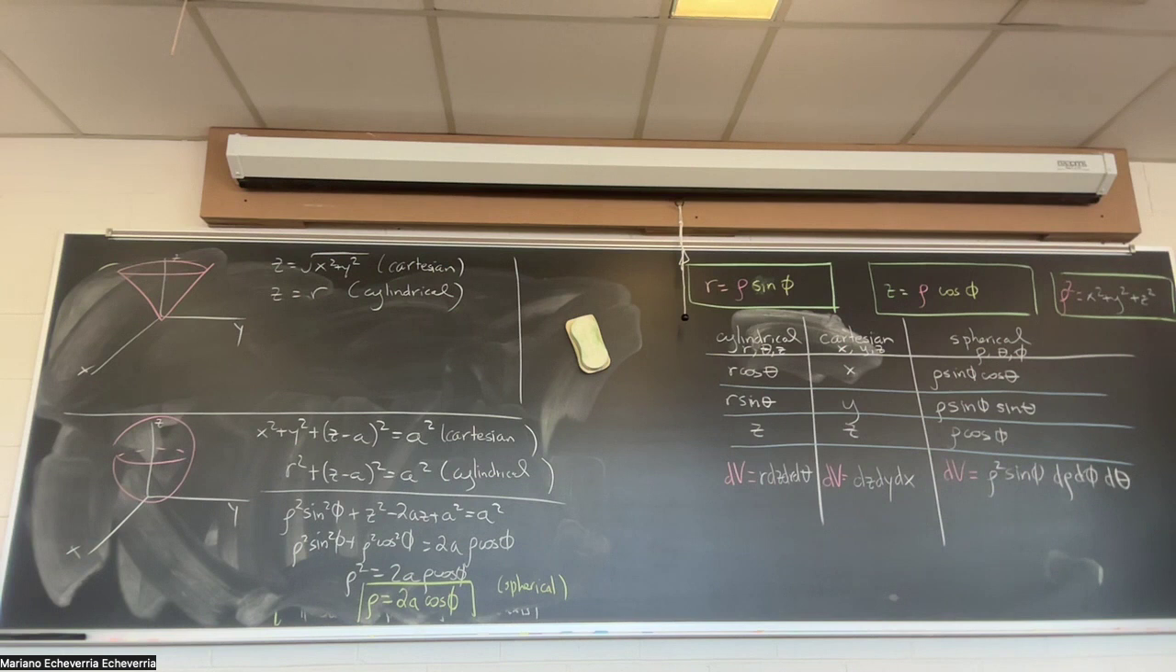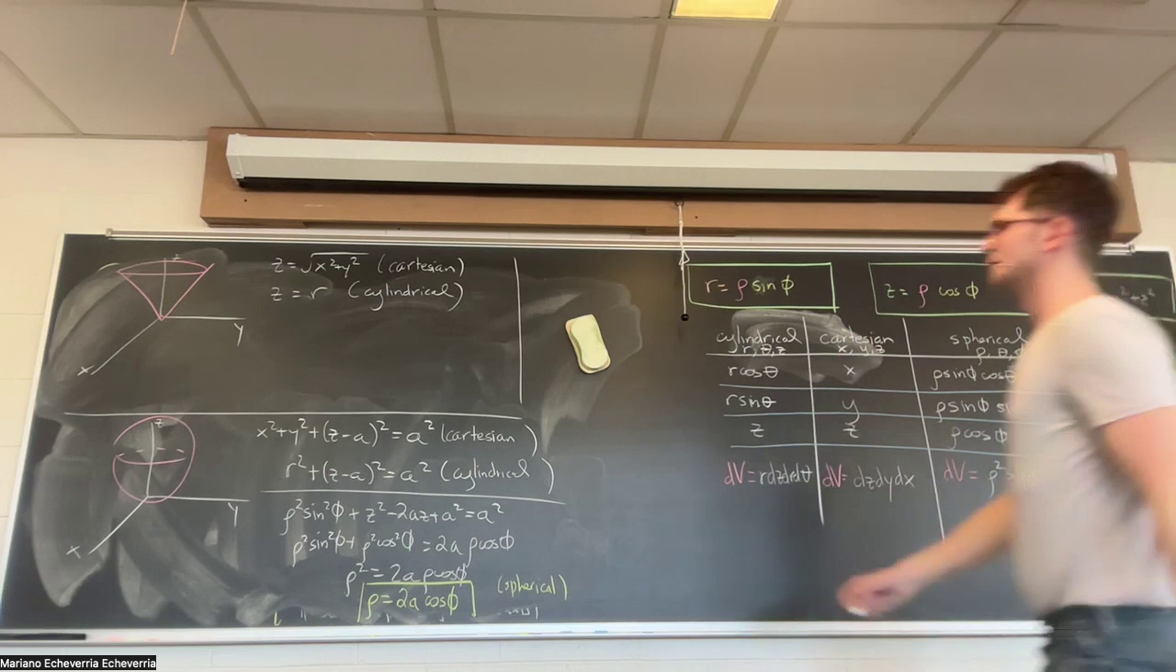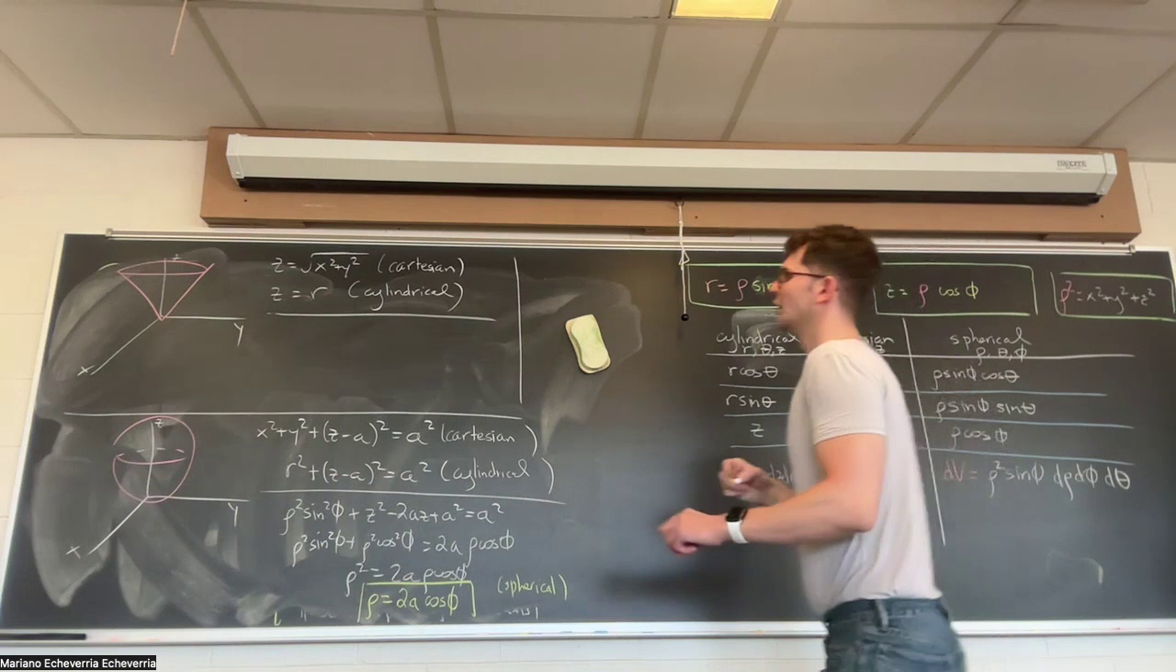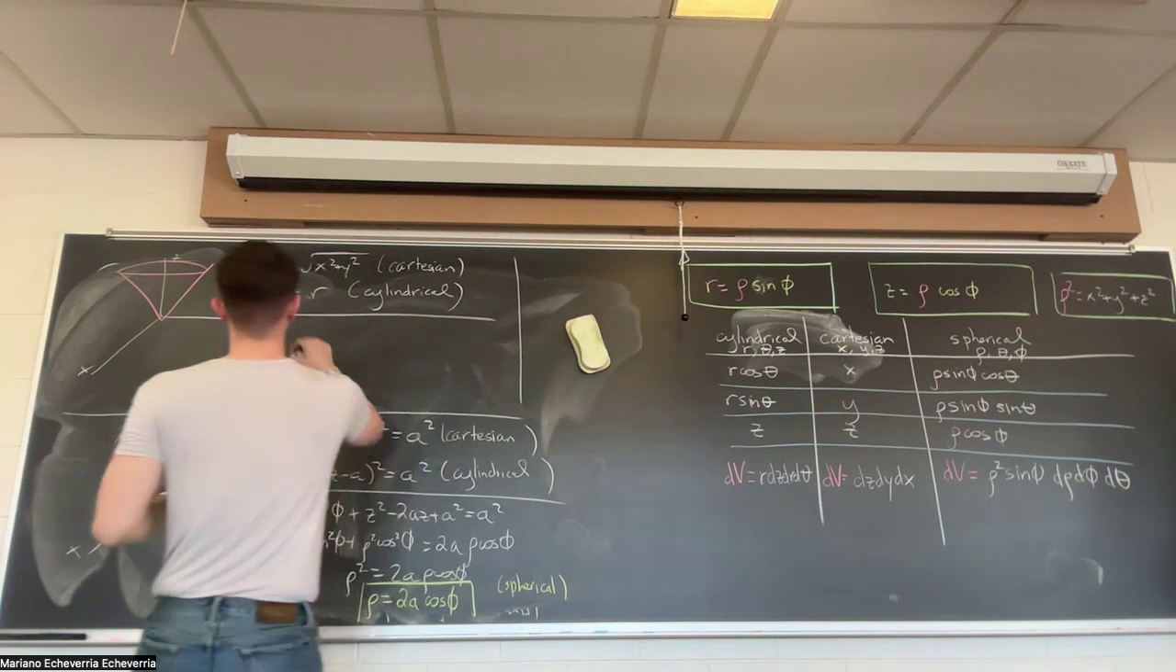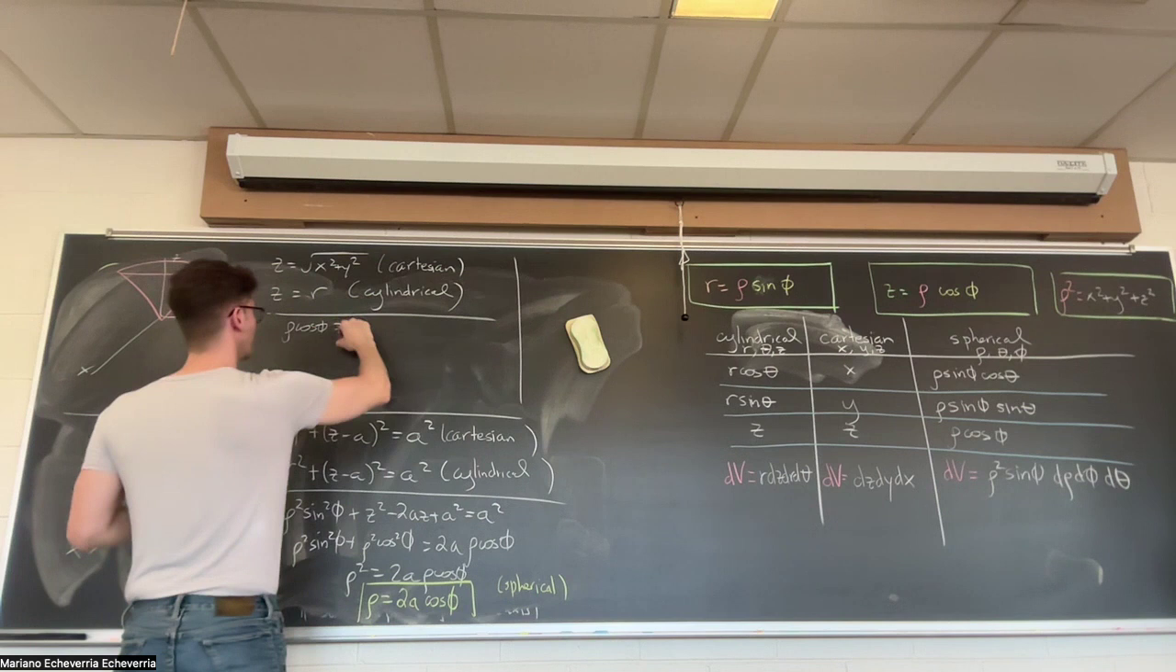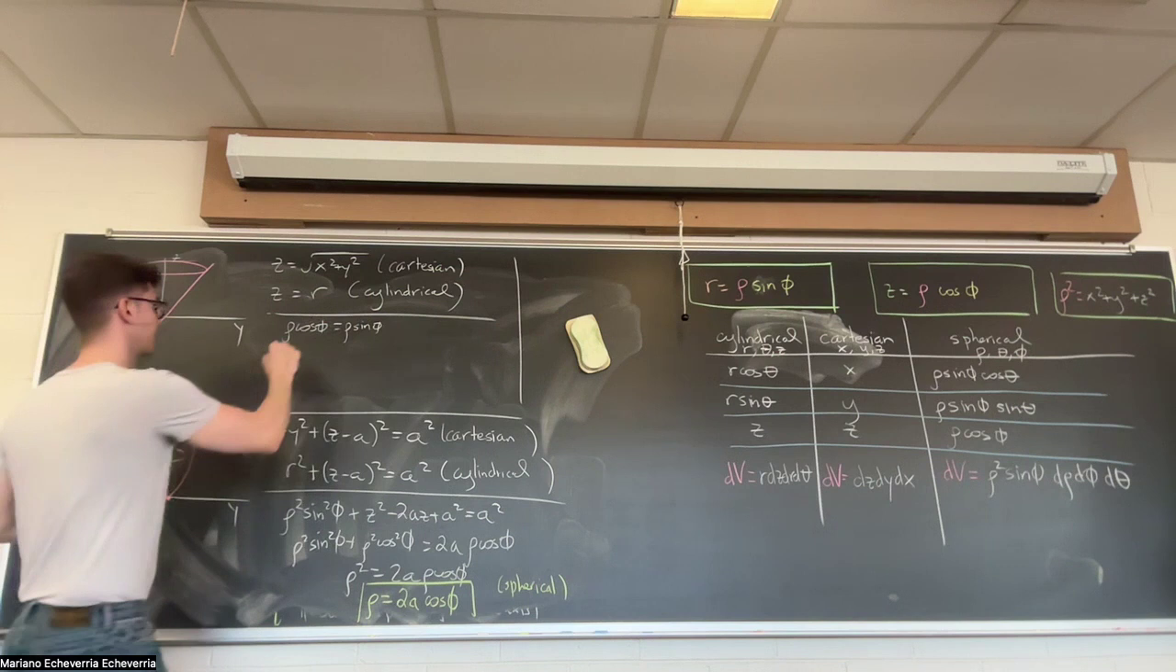Again, sometimes to find the equations in spherical, you do have to do a bit of work. So you'll see it's kind of interesting what happens. So in spherical, what is z? You do that thing again. So that's rho cosine of phi. And what is r? r is rho sine of phi. The rhos go away. So you get cosine of phi equals sine of phi.